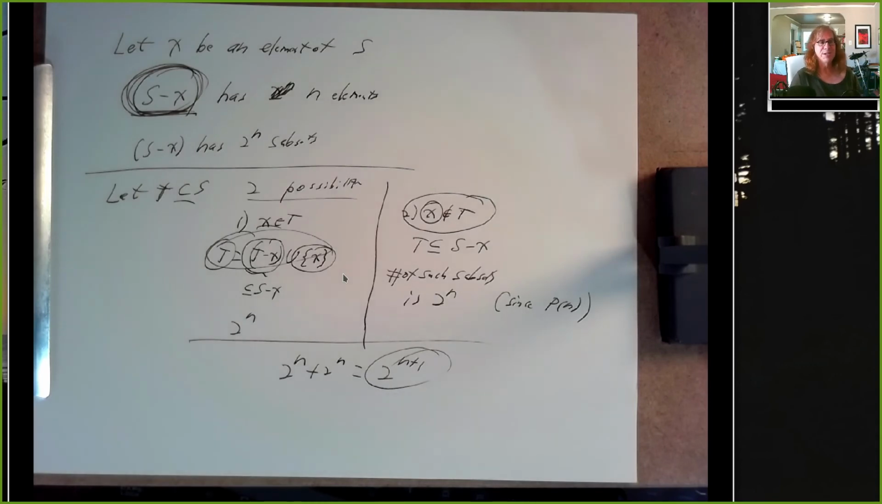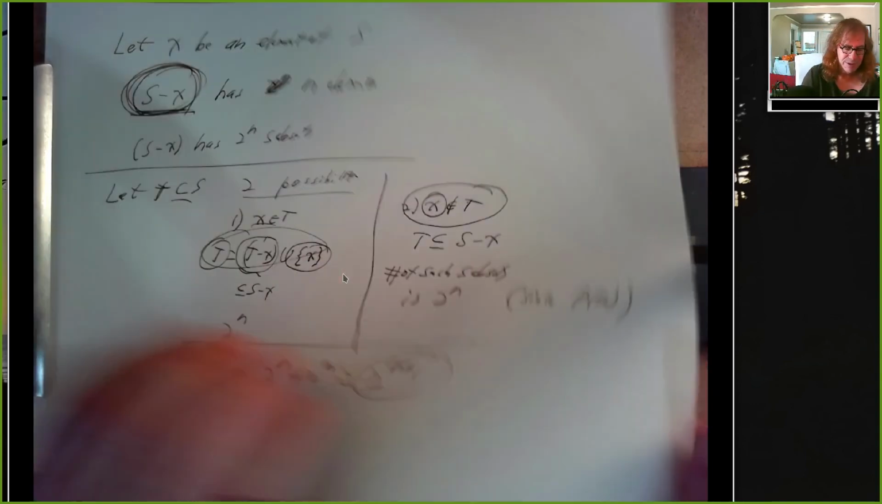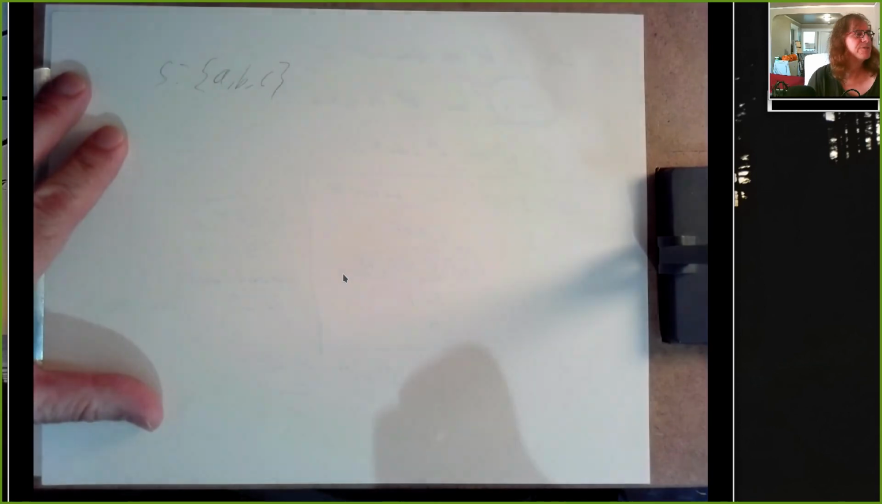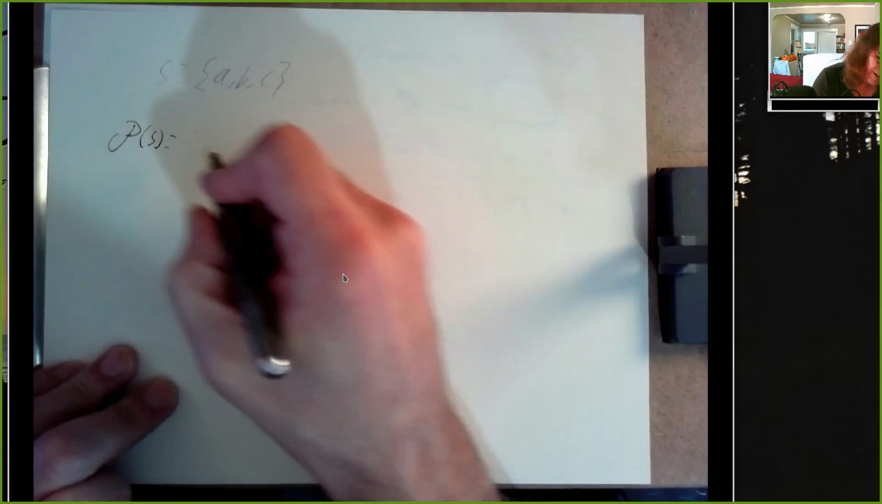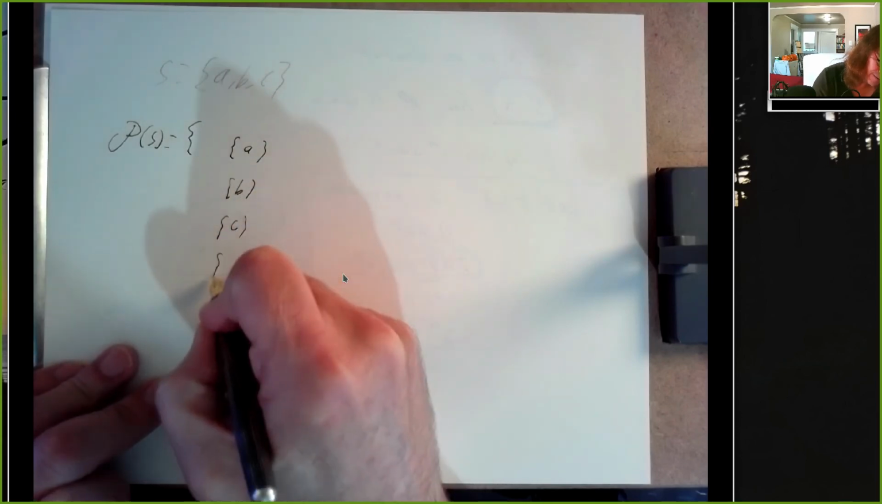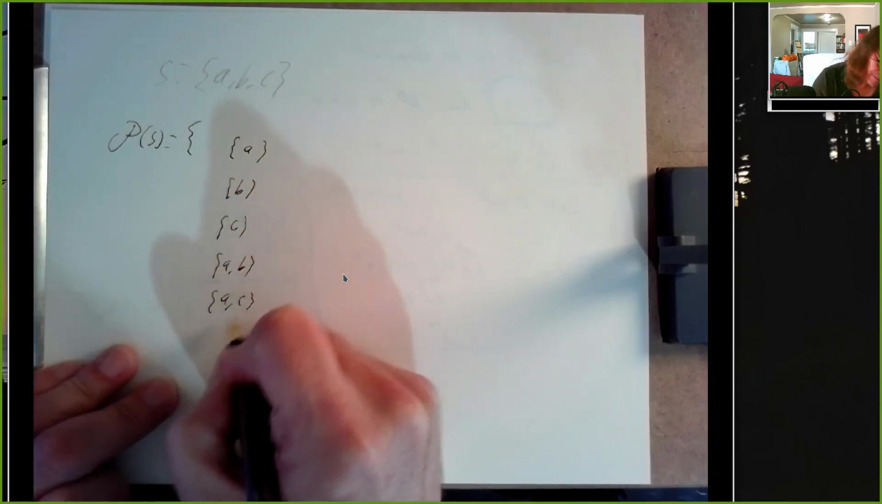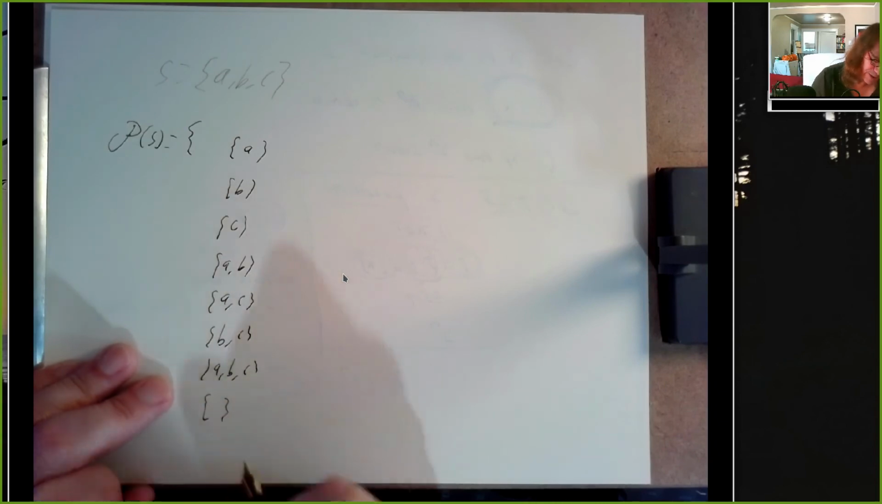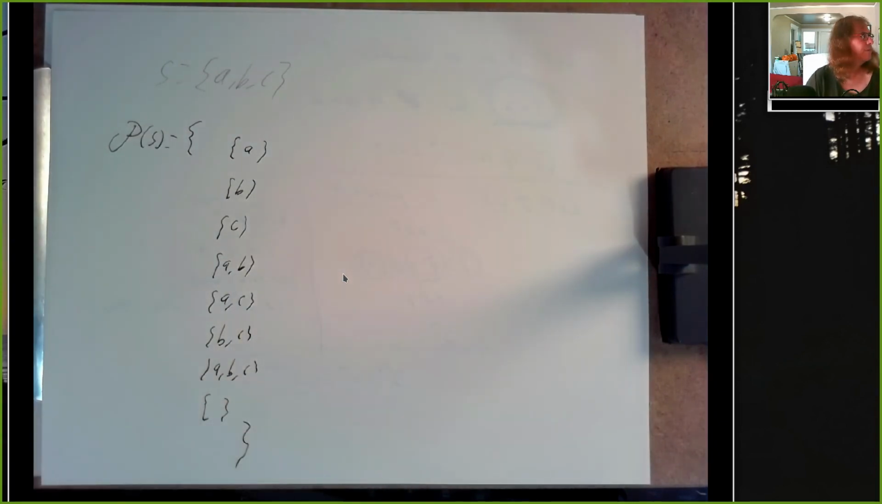Okay, that may take some head scratching, but it's the basic inductive approach, and if we were to try to do this with what we just did, there's our original set S. The power set of S contained the following: A, B, C, AB, AC, BC, the original set, and the empty set. Okay, those are all the subsets of a set with 3 elements.